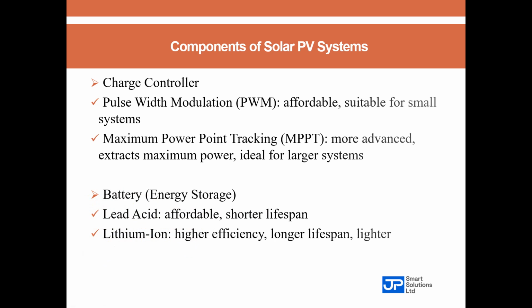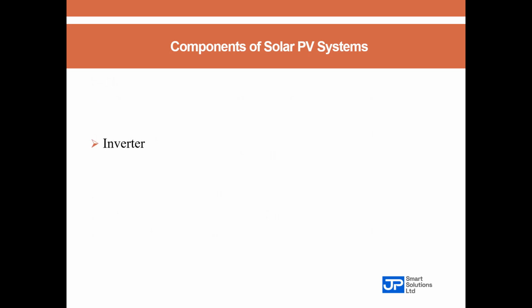The next component we have is the inverter, a very important section. Now, the function of this inverter is basically to convert the DC electricity from either the panel or the battery into AC electricity, because our appliances in our industries, in our homes, use AC electricity.